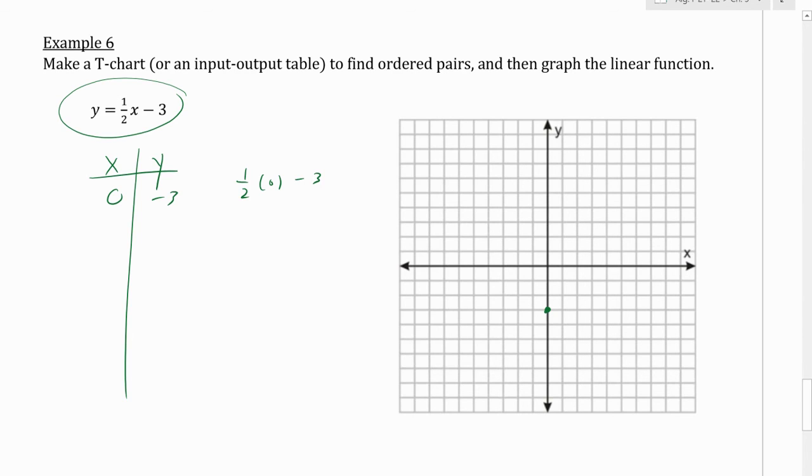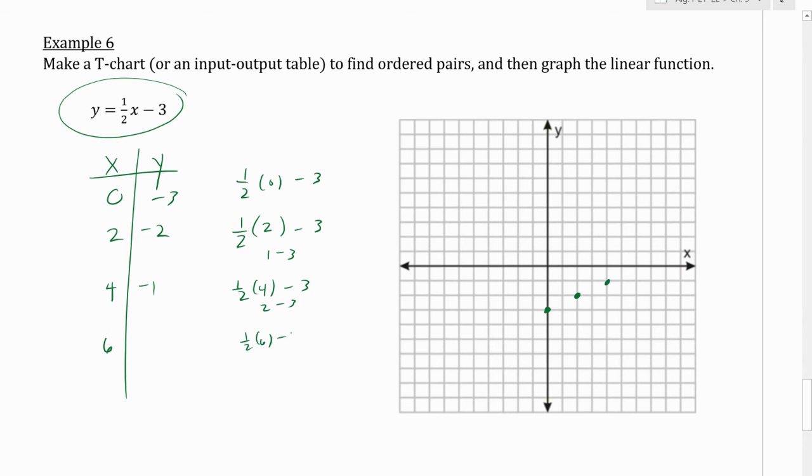Okay, but I get to choose the x's I want to put in there. Whatever the x is that I pick, I'm going to half it and then subtract 3. So why not pick even numbers? Because they're easy to half. Half of 2 is 1. 1 minus 3 is -2. So over 2, down 2. And we'll keep going. Half of 4 minus 3. 2 minus 3 is -1. So I've got the point over 4, down 1.